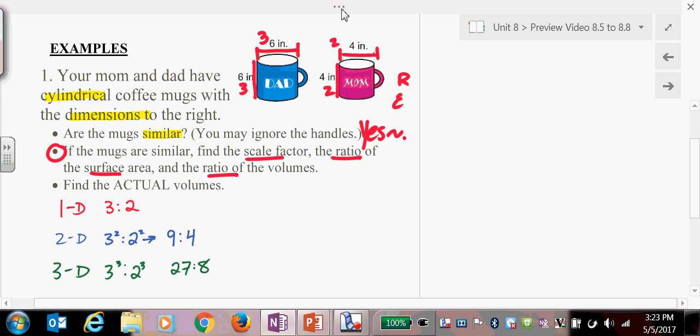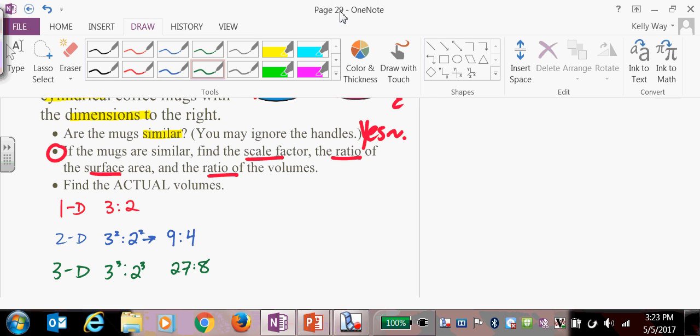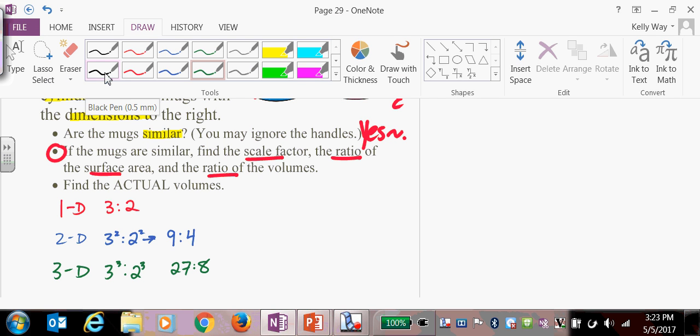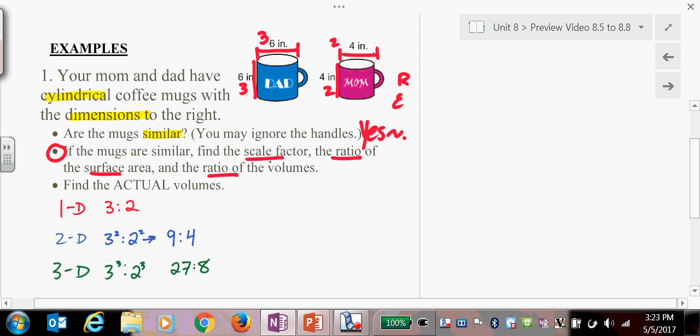Now we're going to find the actual volumes. We're going to see what happens here. Okay, so for the actual volumes, let's do the dad first. We're going to go base times height.